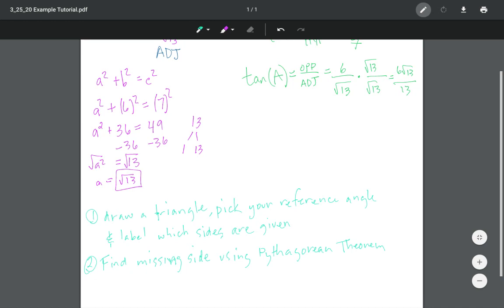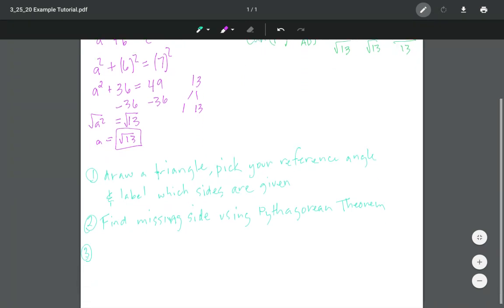Your step 3 is going to be to label the missing side with the result from step 2. So label your missing side length with results from step 2. And your fourth step and final step is to find the other two trig ratios.